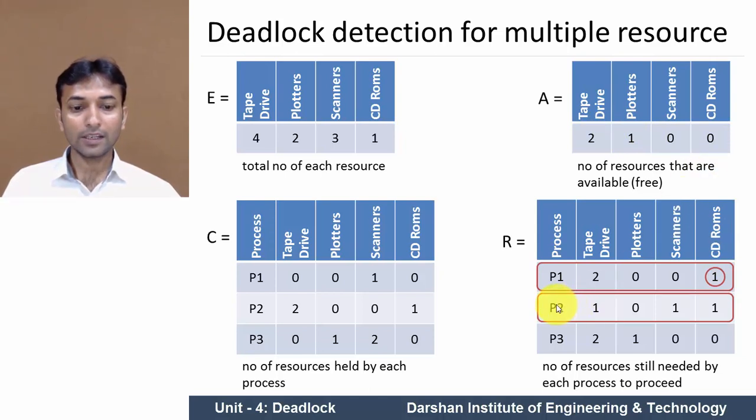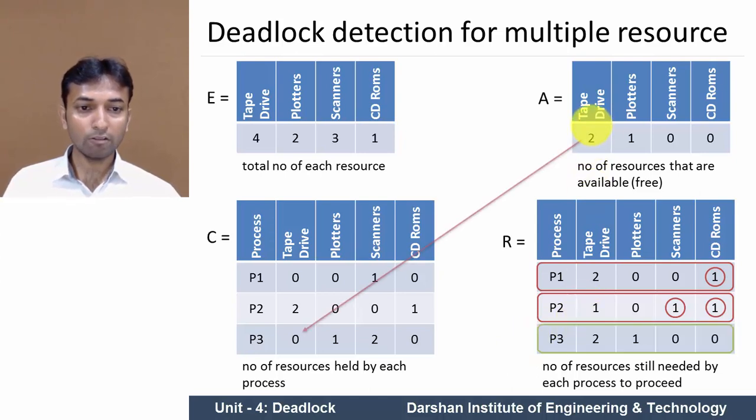Now let's take another process, that is P2. It requires 1 tape drive, that is available, but 1 scanner is not available, and 1 CD-ROM is again not available. So these 2 resources are not available. So again this process cannot proceed further. Next process P3. It requires 2 tape drives, that is available, and 1 plotter, that is also available. So this process P3 can proceed.